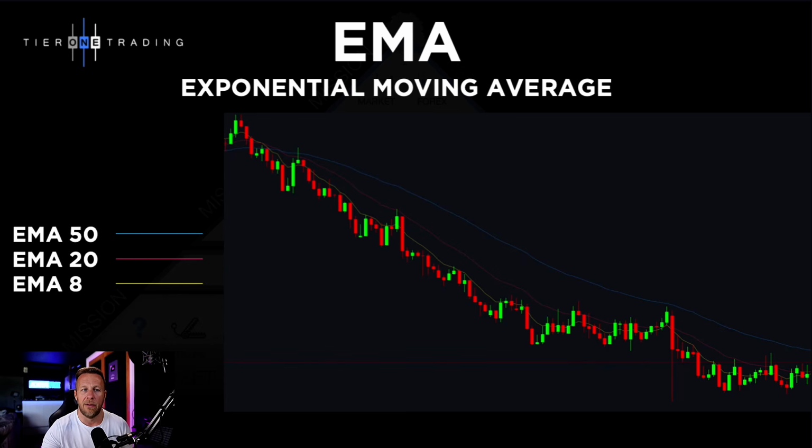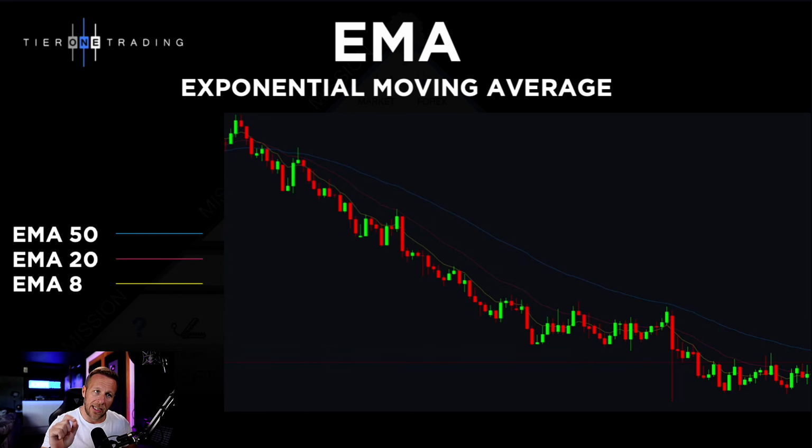Using exponential moving averages is a great way to do that. And I'm going to be using the 8 exponential moving average, the 20 and the 50. And it's always a good idea to color those different colors so you can easily identify which one's which for this strategy and other strategies. Don't worry too much about that at the moment. I'm going to show you exactly how to set all this up.